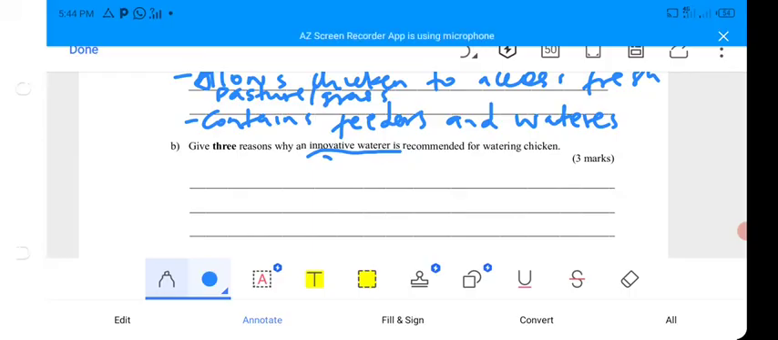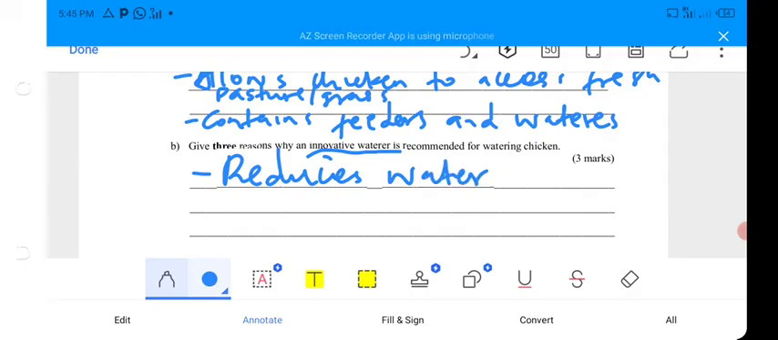So why is it recommended for watering chicken? Number one, it reduces water wastage.